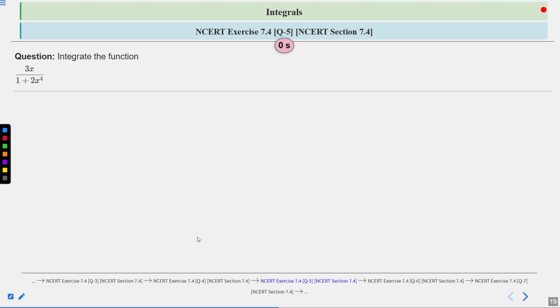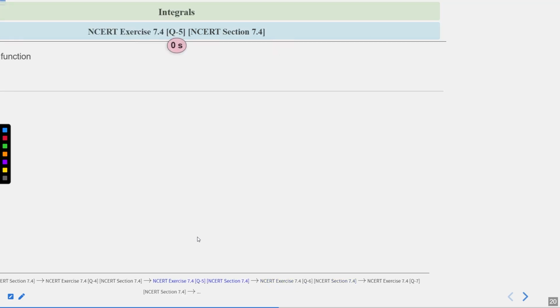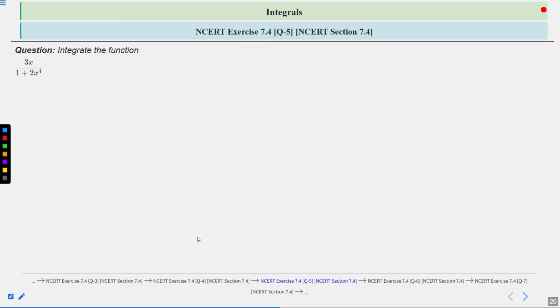So I hope you all have attempted the given question. Let us see how we can solve this. We have to integrate the function 3x upon 1 plus 2x to the power 4. The correct answer is 3 upon 2 root 2 tan inverse root 2 x square plus c.